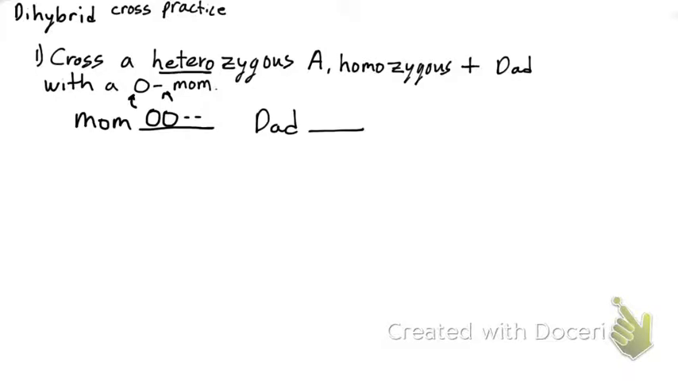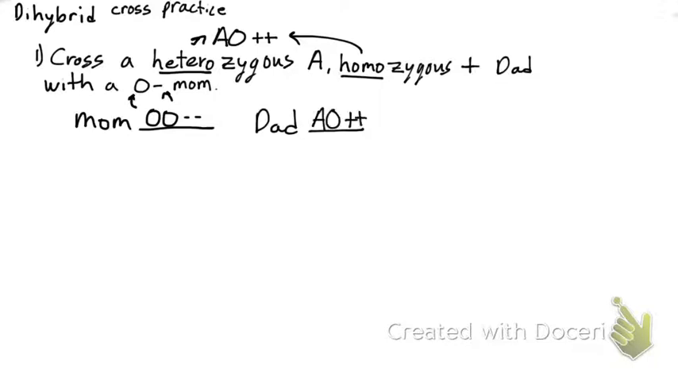Dad, on the other hand, is heterozygous A. Hetero means different. Normally that would be big A, little a, but when it comes to blood types, it's actually big A, big O for that recessive O allele. It says he's homozygous positive, which means he's got two positives.